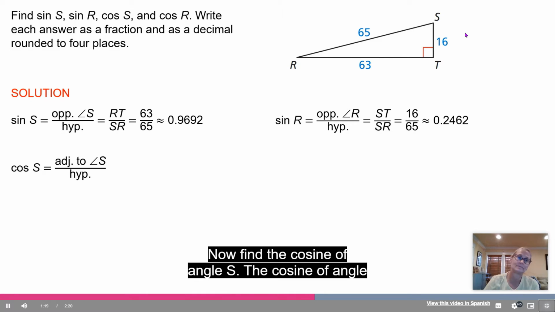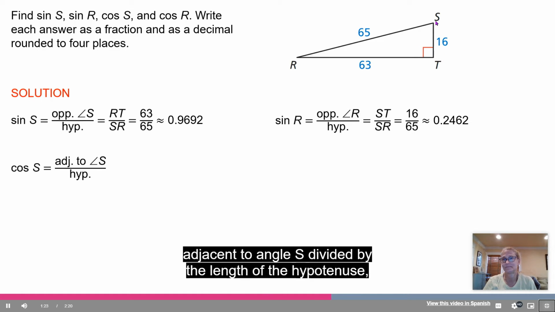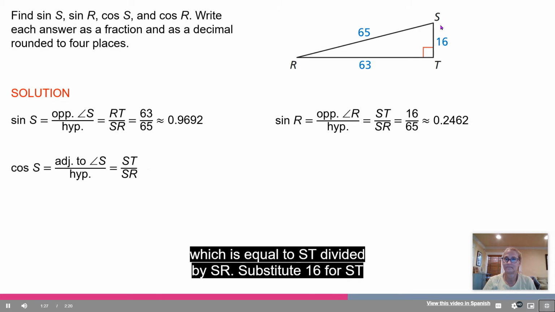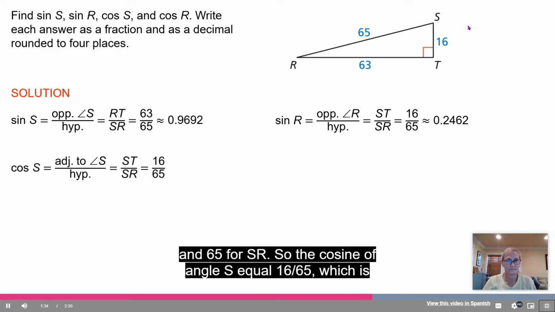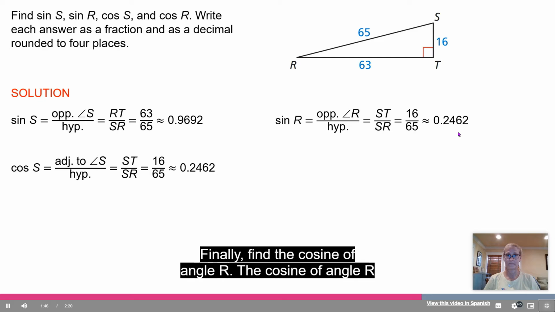Now find the cosine of angle S. The cosine of angle S is equal to the length of the leg adjacent to angle S divided by the length of the hypotenuse, which is equal to ST divided by SR. Substitute 16 for ST and 65 for SR. So, the cosine of angle S equals 16/65, which is approximately equal to 2,462/10,000.